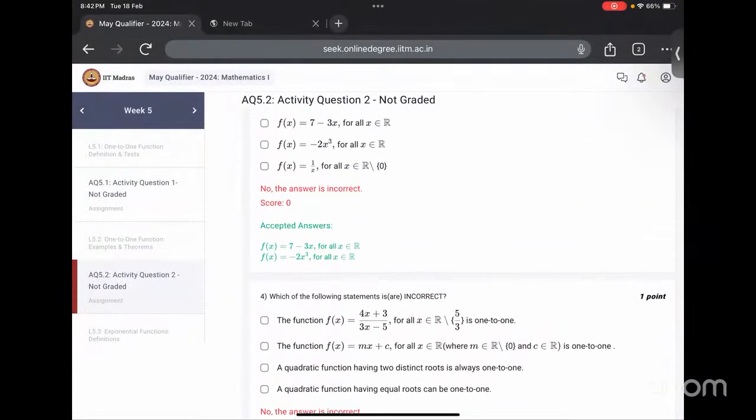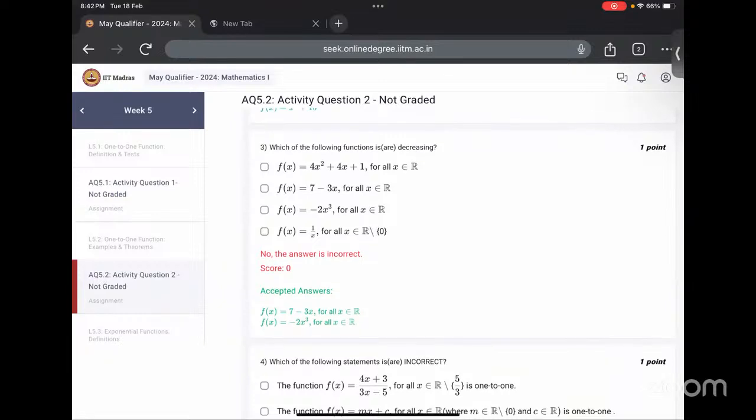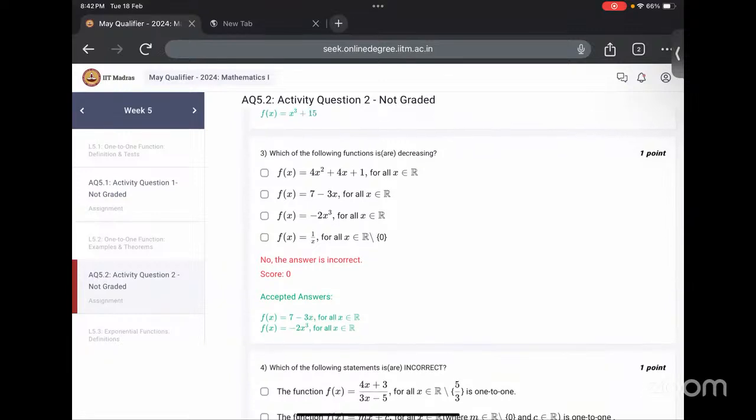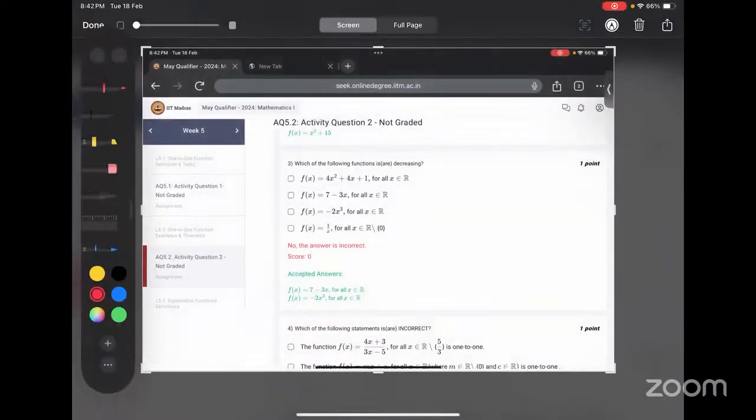Next. What about this one? Yes, I got one wrong in this one. Yes, ma'am. I have a doubt in this question. Question number 3. Okay, let us solve it.